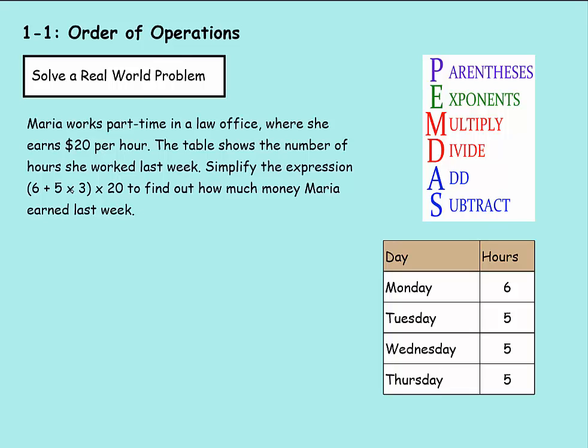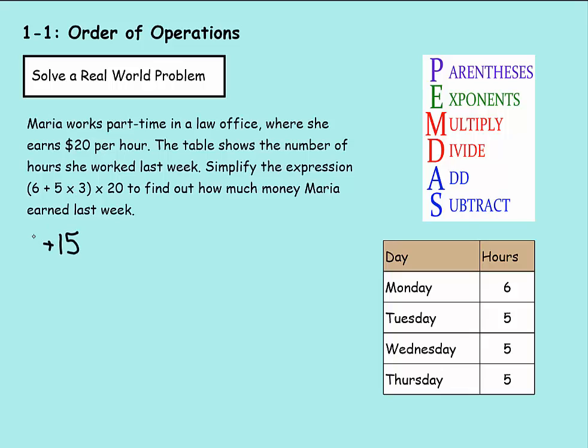So why does this expression match this? Well, she worked 6 hours on Monday, and then worked 5 hours the rest of the week, so 5 times 3. And then for all the amount of hours she worked, she gets $20 for every hour. So if we follow order of operations here, we have adding and multiplying. So we would multiply first. 5 times 3 is 15.